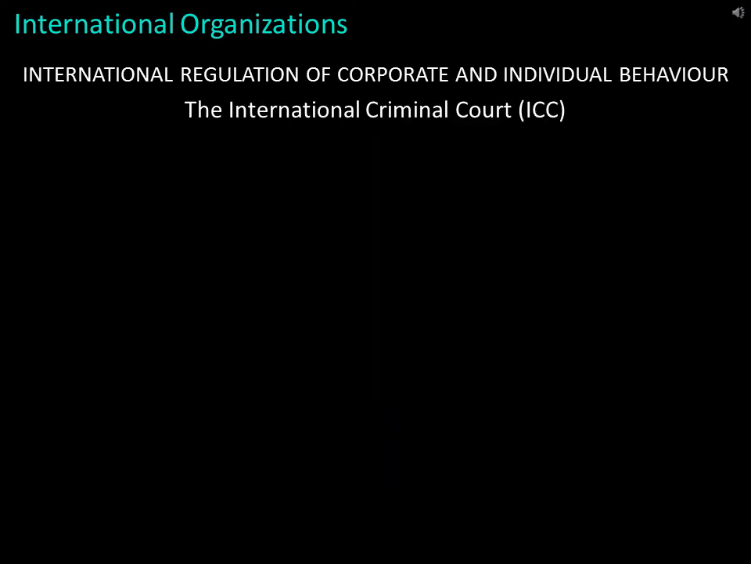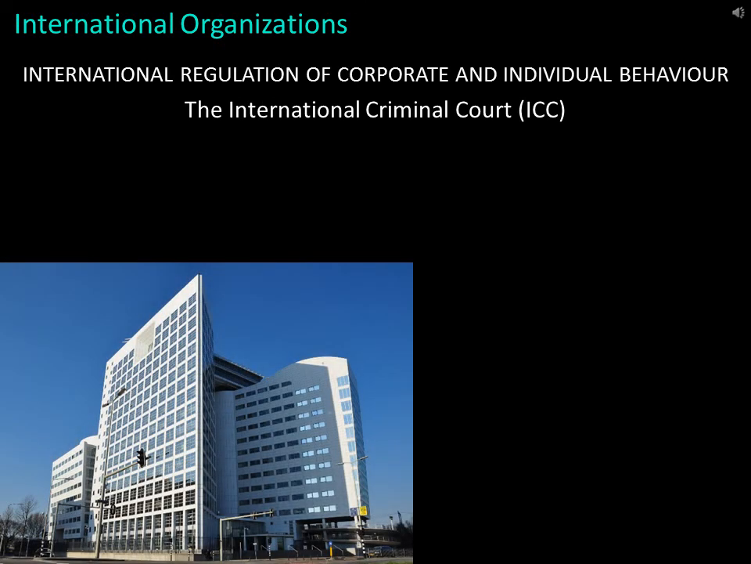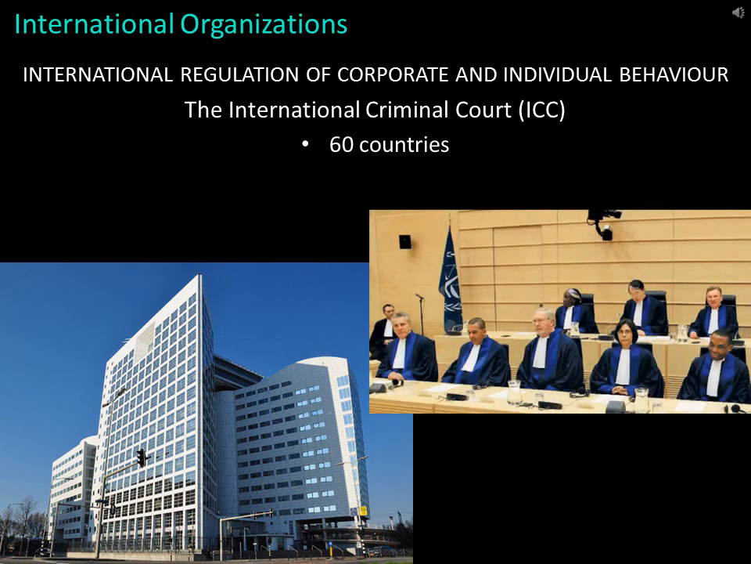The International Criminal Court, or ICC. The ICC was established in 2002 after 60 countries ratified the Rome Statute of the International Criminal Court. The mandate of the ICC is to deal with serious criminal charges laid against individuals, similar to international criminal tribunals, but on a broader and ongoing basis.